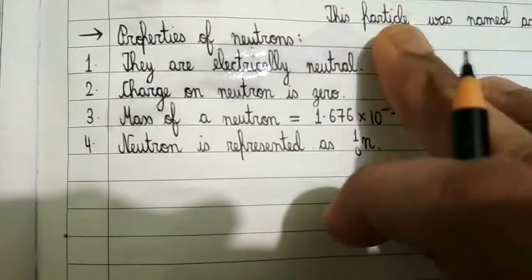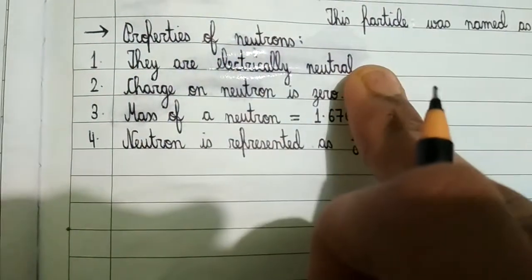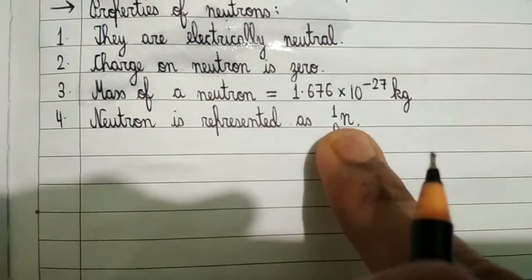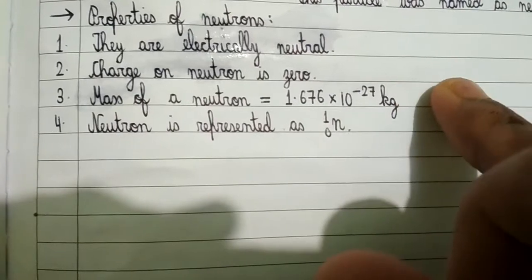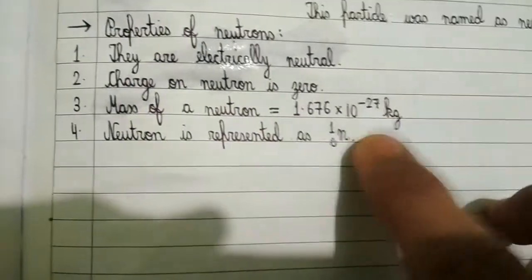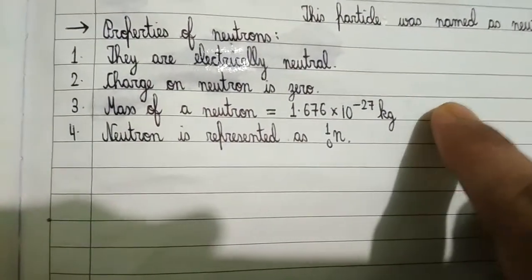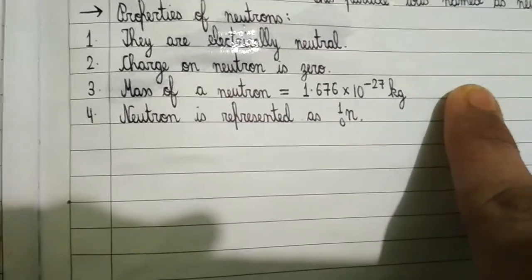So now let's talk about the properties. Since it is electrically neutral, the charge on a neutron is 0, and a neutron is represented in this form, n, with 0 and 1. Now let's talk about the mass of a neutron. It is nearly equal to the mass of a proton but not exactly the same. A neutron is slightly heavier than the proton. I guess you can see it from here.